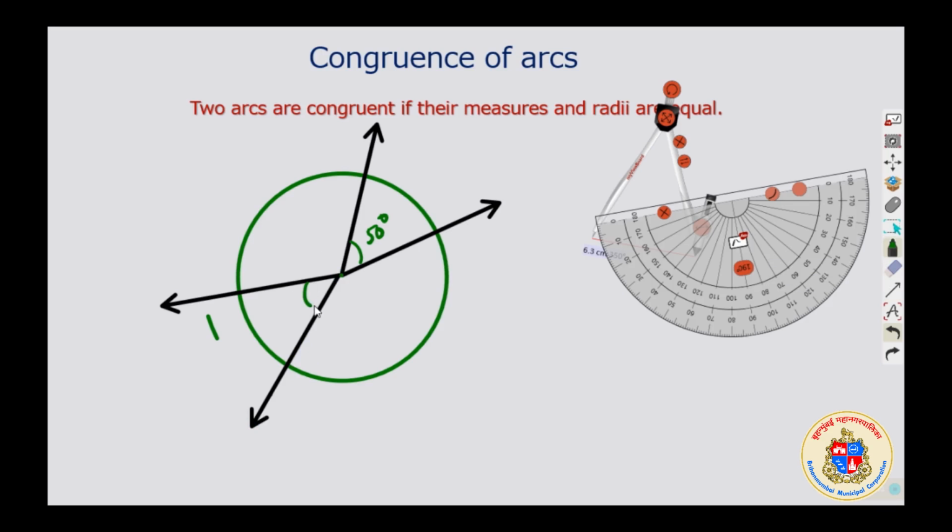Here it is 50 degrees, and these two arcs are congruent. Why? Because their measure is congruent and the span is the same because of the same radius. So what is required? Two things required: measure and radius. So how will we prove that the radius is required?